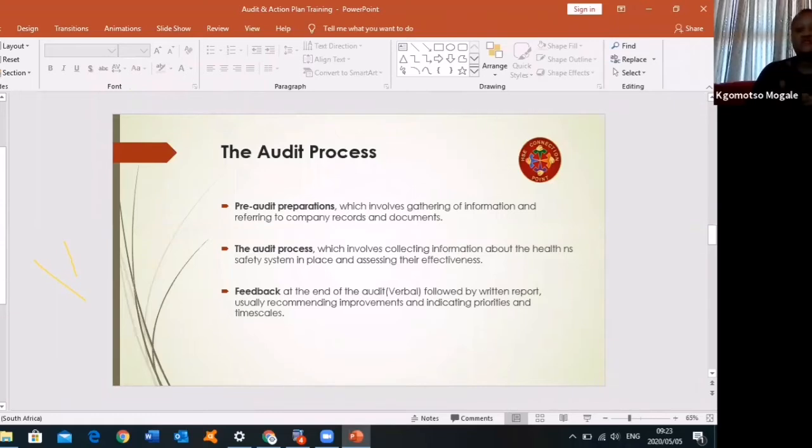So that is the audit process steps. The last step is the feedback. At the end of the audit, there is a verbal feedback, where senior management and everybody that was involved in the audit will be given a report. And then that will be followed by the written report, usually recommending improvements and indicating priorities and timescales.